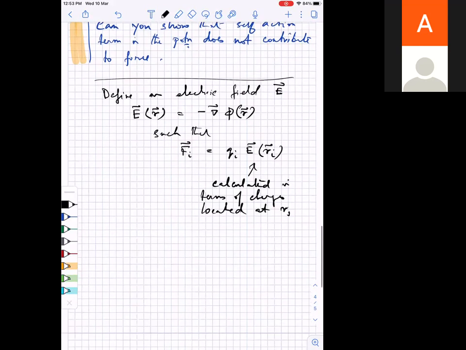In the sense, my E is still not fully characterized locally. Because remember, I told you the definition of a field is that it has to be local and at every space point. Over here, it is not. I change my r_j, I change my E_i.